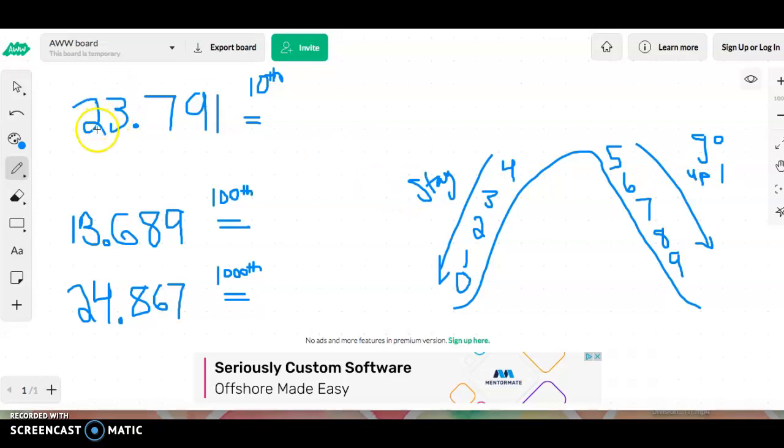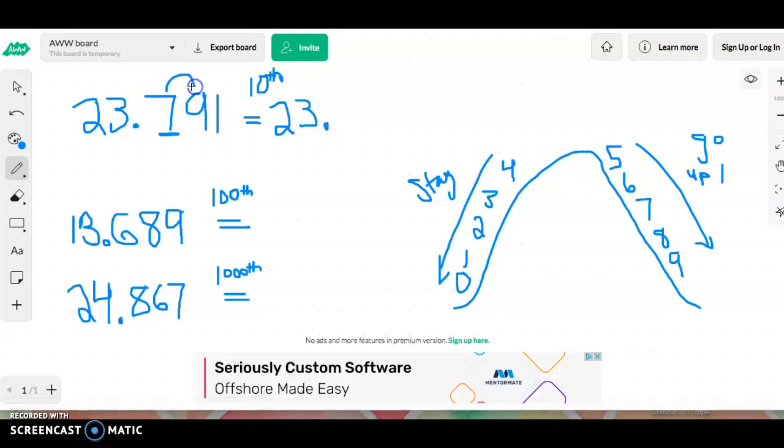So let's look at this. We have 23 and 791 thousandths. So the number in our tens place, we have tens, we have ones, and then we have tenths. The 7 is in our tenths place. So everything in front of the tenths place is going to stay the same. So my answer is going to be 23, and we have to figure it out.